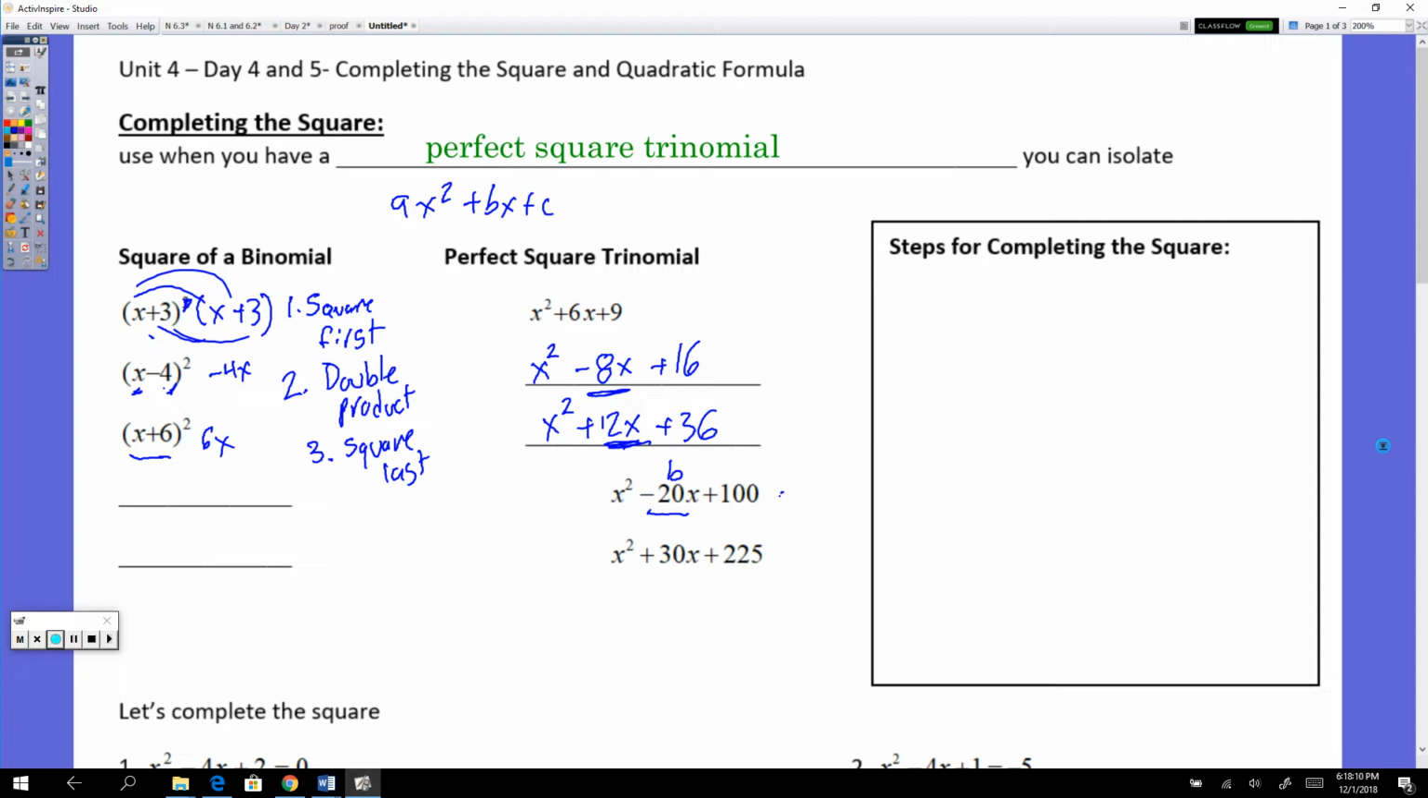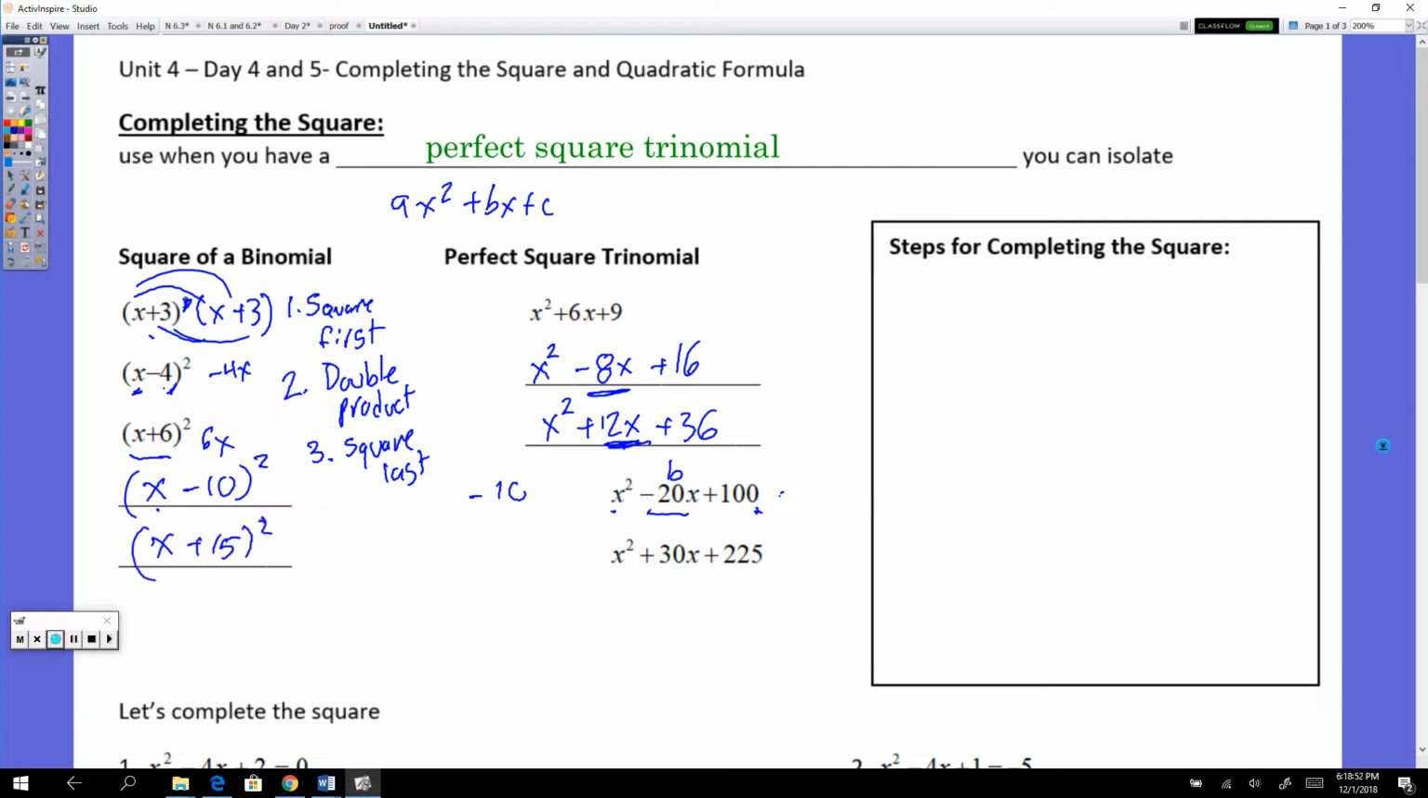So here, if I divide negative 20 by 2, I get negative 10, and then that's going to give me this. If you think about that, if I square the first, x squared is x squared, double the product, negative 10 times x is negative 10x, times 2 is negative 20x, and then negative 10 squared gives me that positive 100 right here. So you can just remember that we're going to take this b value and divide it by 2. This last one here, if I took the b value and divided it by 2, that's going to give me x plus 15 squared.